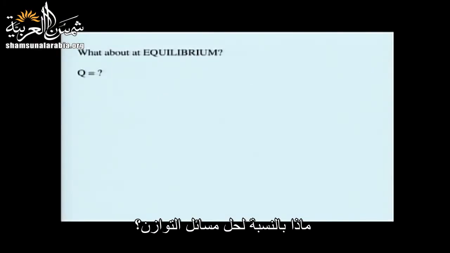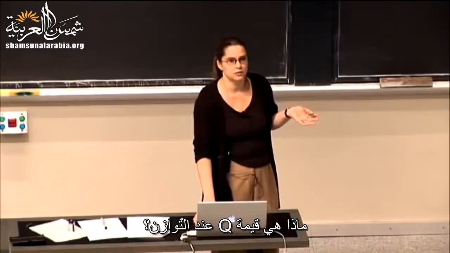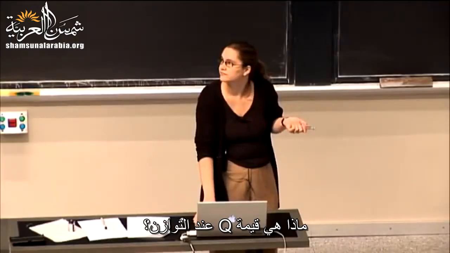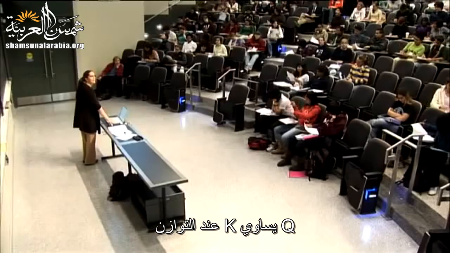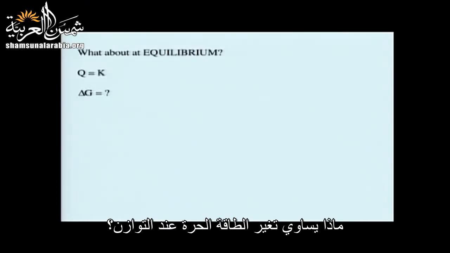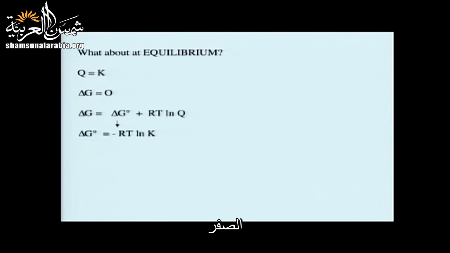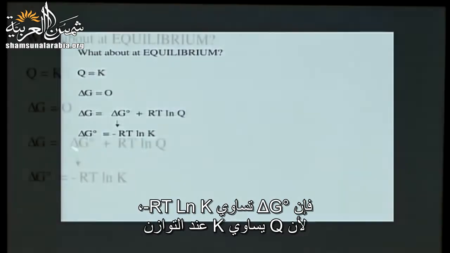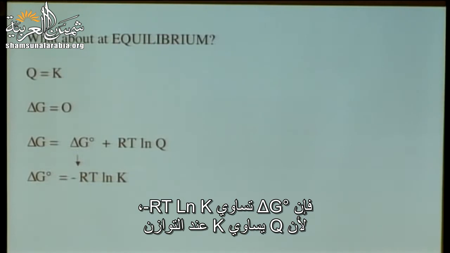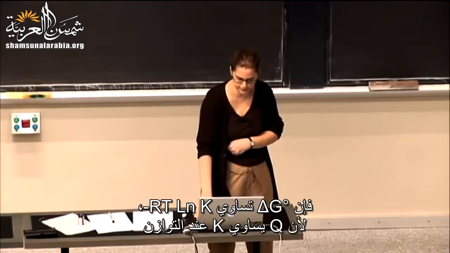All right, so what about at equilibrium? What is Q equal at equilibrium? So Q equals K at equilibrium. What is delta G equal at equilibrium? Zero. And so that means that we knew before from this equation, when this is equal to zero, then delta G naught equals minus RT natural log of K. So Q equals K at equilibrium.